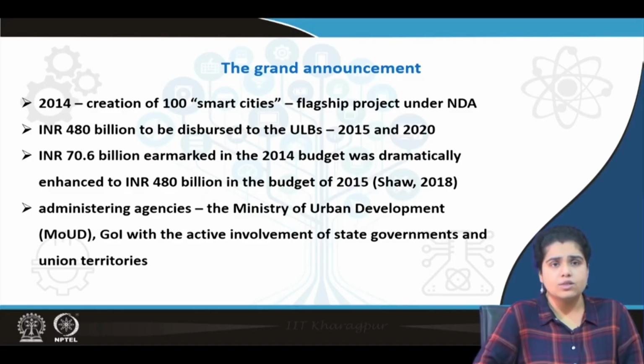And the idea was that this budget would be disbursed at frequent intervals to the urban local bodies over a period of 5 years, that is between 2015 and 2020. And who would be the major administrating agencies for this smart city mission? The Ministry of Urban Development, MOUD, Government of India, with the active involvement of state governments and union territories. But we would also see how the private companies and the private investors also became big actors or players in this particular game.